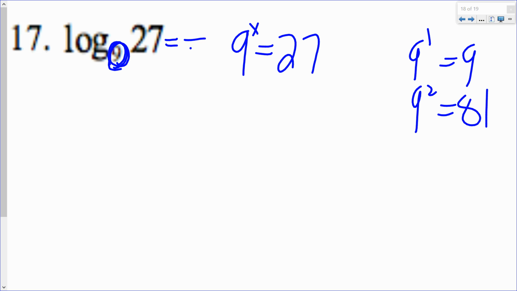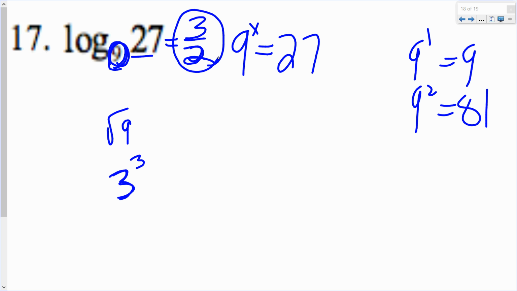So that means that the root's going to go on the bottom. If I take the square root of 9, I get 3. So now that I have 3, what power would I have to raise 3 to get to 27? 3. So I have to take a root of 2, and then I can raise that to the third power. So my answer is going to be 3 over 2.